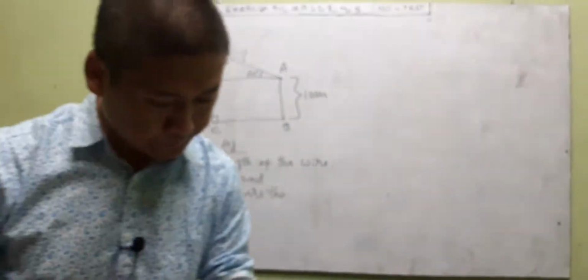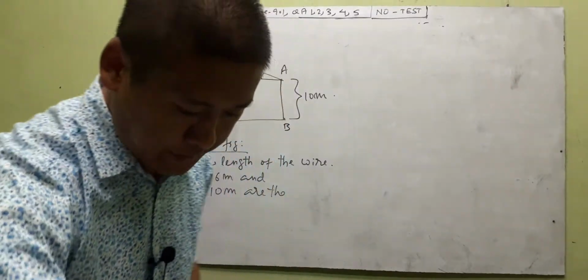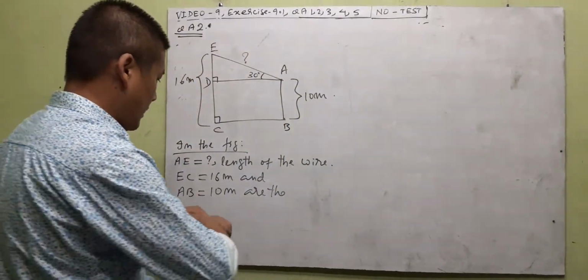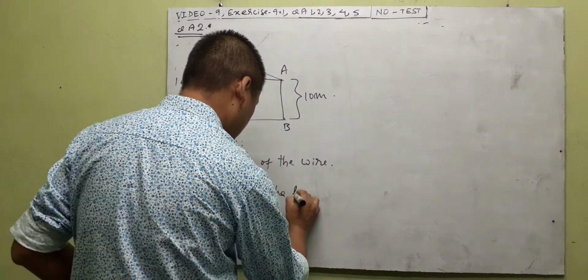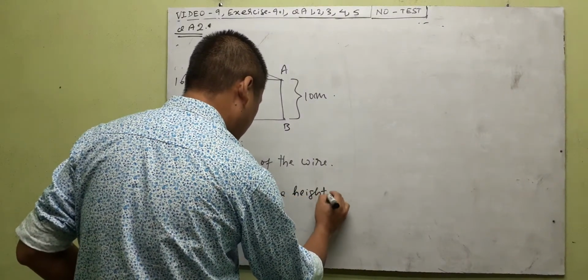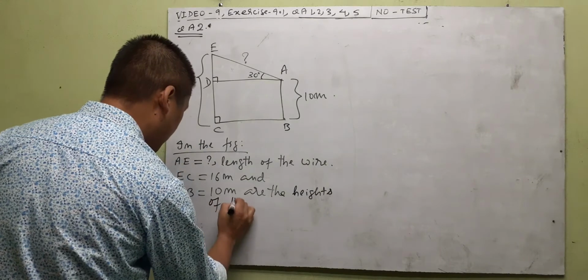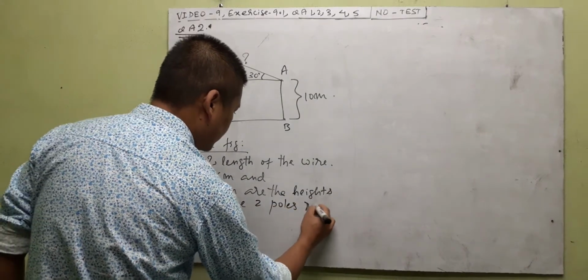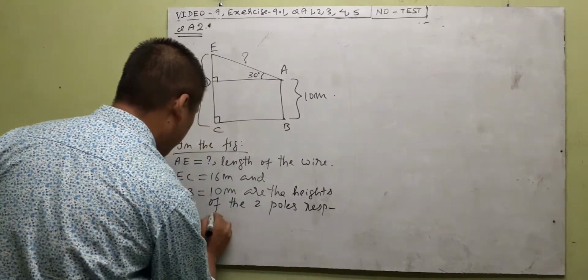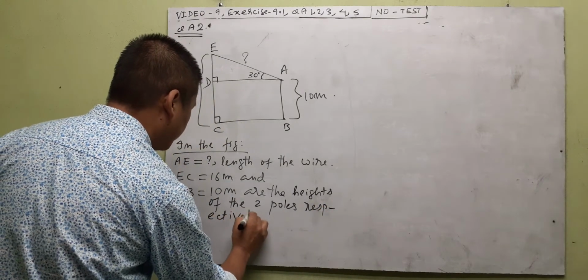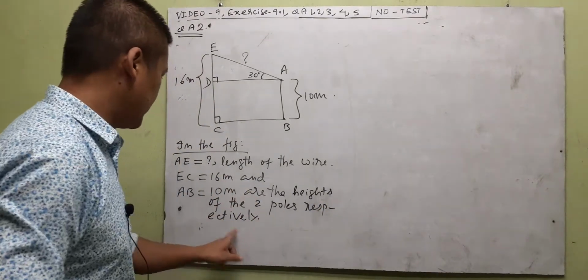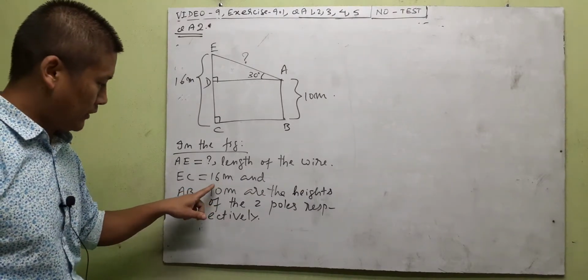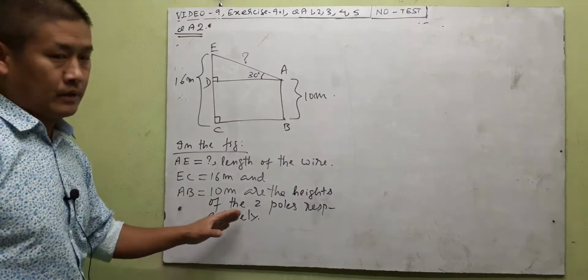According to the question, heights of the two poles respectively, let us say. That means the word respectively here means EC, the first mentioned, is the height of the first pole, and AB second respectively.